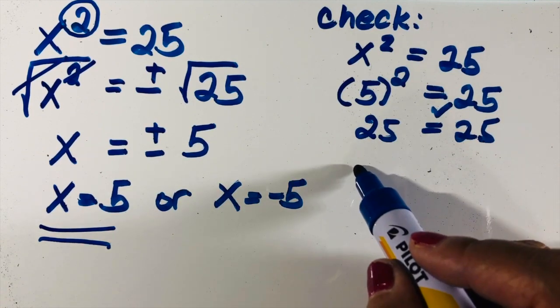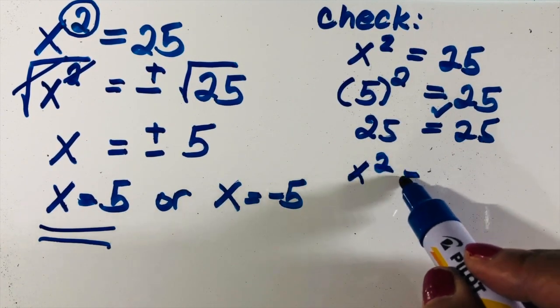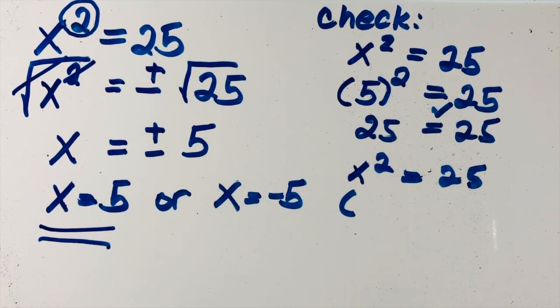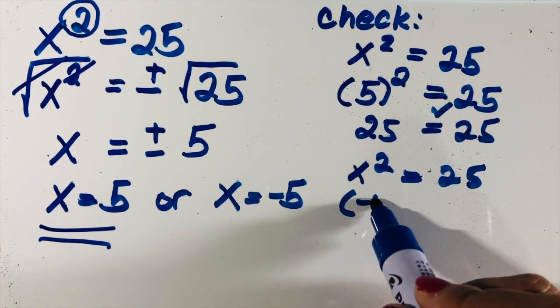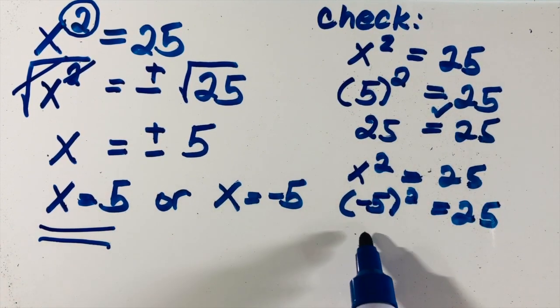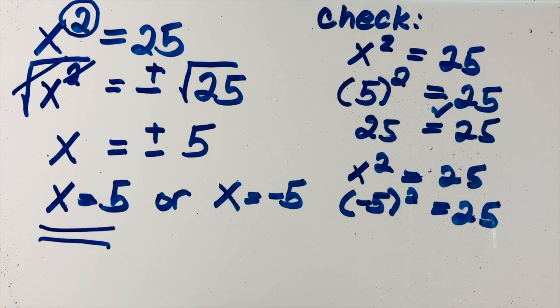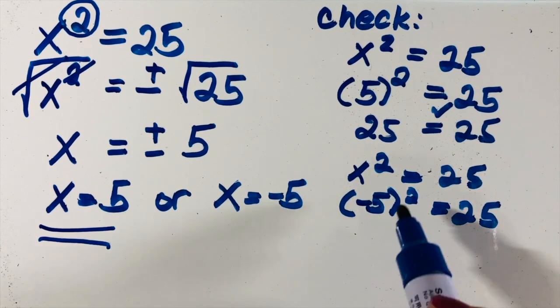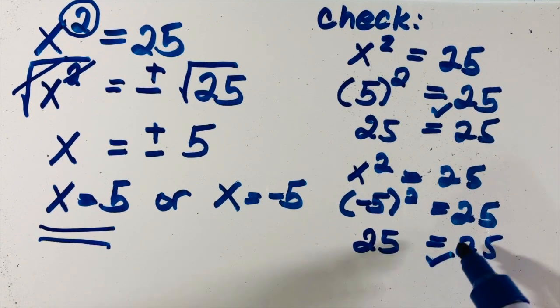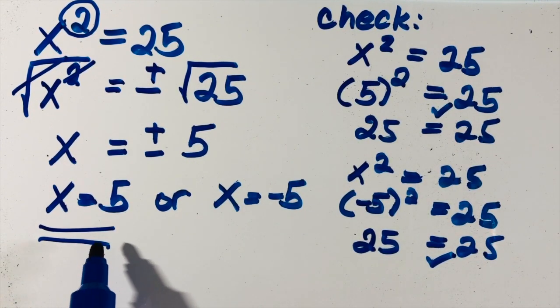So let's have negative 5. We will use the original equation again. In substitution, don't forget to put the substituted number inside the parentheses. So x is negative 5, squared, equals 25. Is negative 5 squared equals 25? Yes, because negative 5 times negative 5 is equal to 25, and that is correct. So therefore, the solutions 5 and negative 5 are correct.